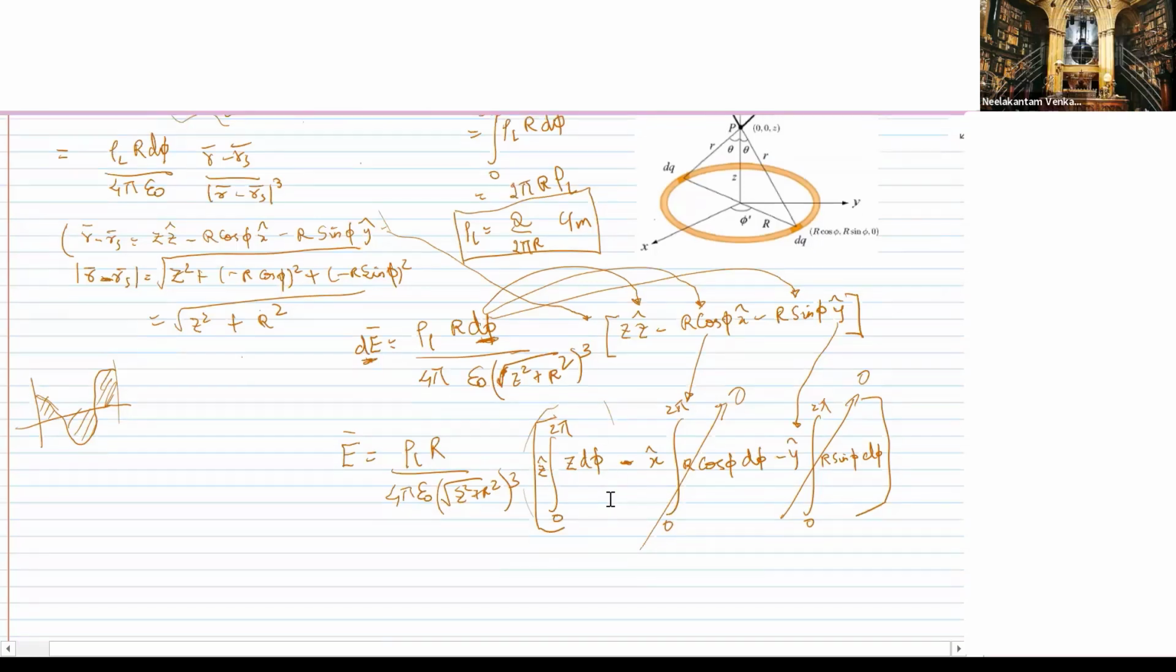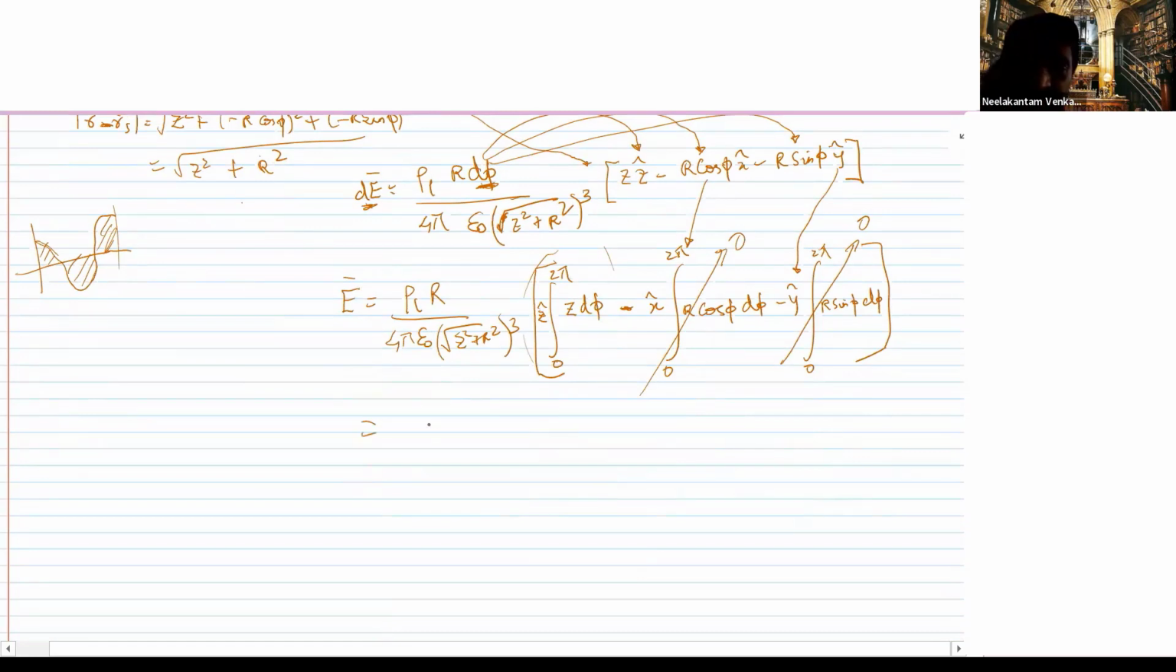So when you go ahead and do that integration, this becomes rho L r over 4 pi epsilon naught square root of z square plus r square, the whole cube, times 2 pi z, in the z hat direction. The z hat remains, the x hat and y hat become 0.